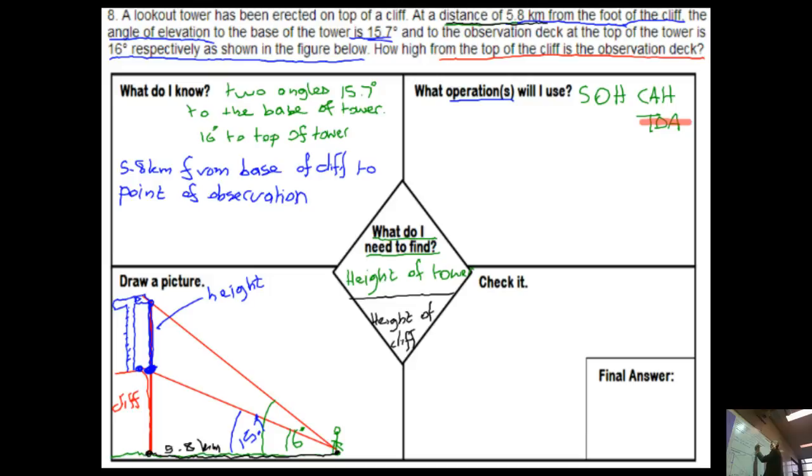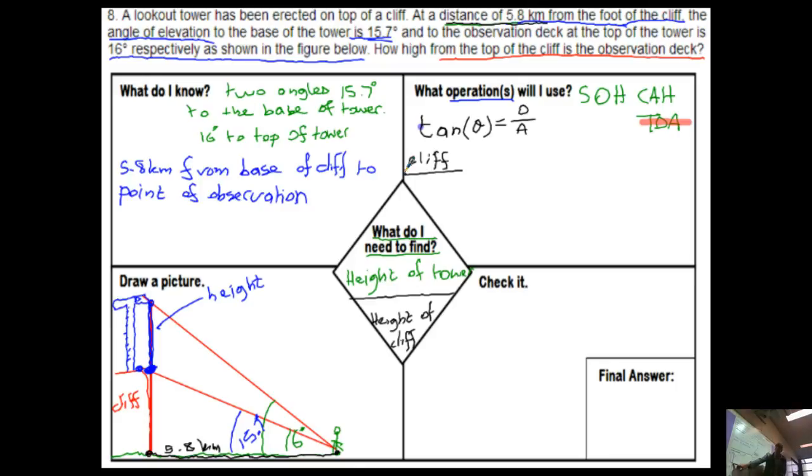Okay? So, the rule or operation I'm going to be using is tan of the angle is the opposite side over the adjacent side. Okay? Now, I've got two right angle triangle problems, don't I? I've got the smaller one, which involves the cliff, and I've got the larger one, which involves the tower and the cliff together. Yeah? So let's just look at just the cliff.